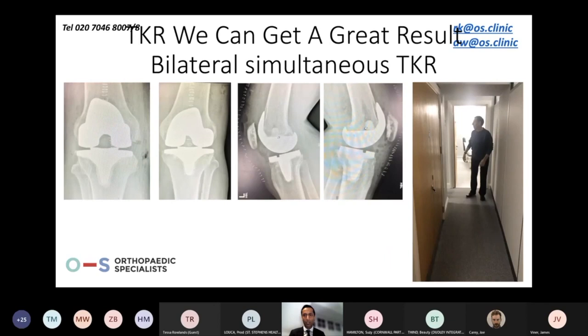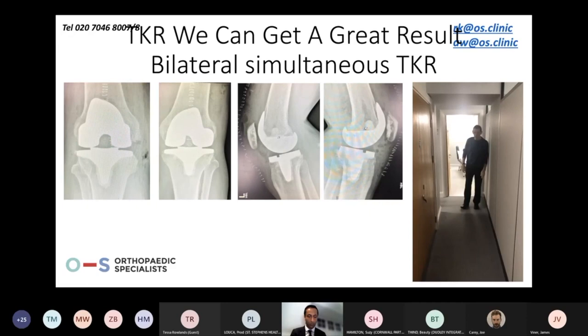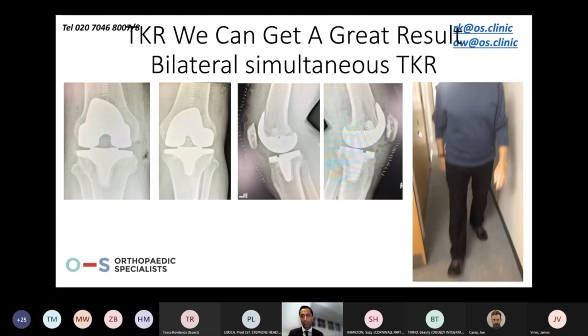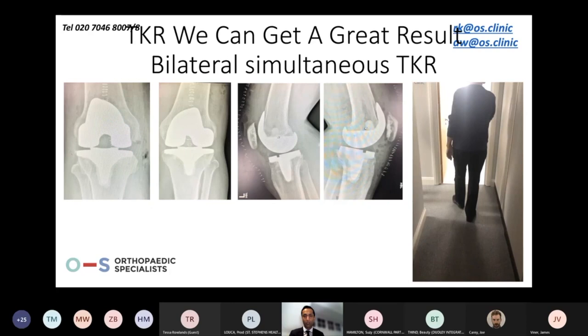But it's not all doom and gloom for total knee replacements. This is, as you can see, a slightly older gentleman but he had no comorbidities really. And he said he didn't want to have two operations. And after much arm twisting, he wanted to have both his knees replaced at the same time. And we did this for him. And this is him a few weeks after his operation. So in the right patient, you can do both knees at the same time, but it's not the recommended way of doing it.